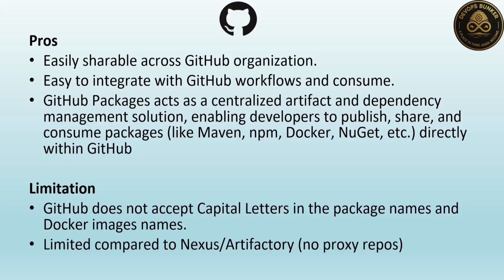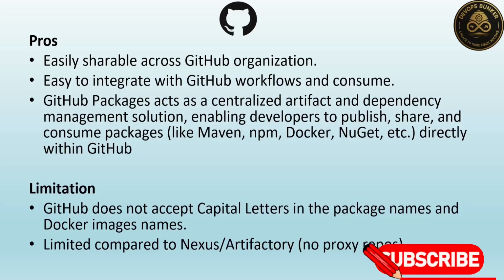GitHub does not accept capital letters in package names and Docker image names. So we have to make sure that whenever we are pushing, the package name or Docker image name should not contain capital letters. It is also limited compared to Nexus and Artifactory because there is no concept called proxy repos in GitHub Packages.